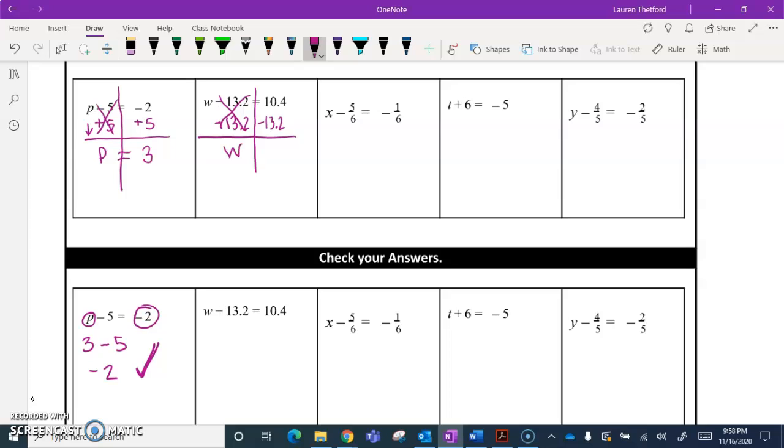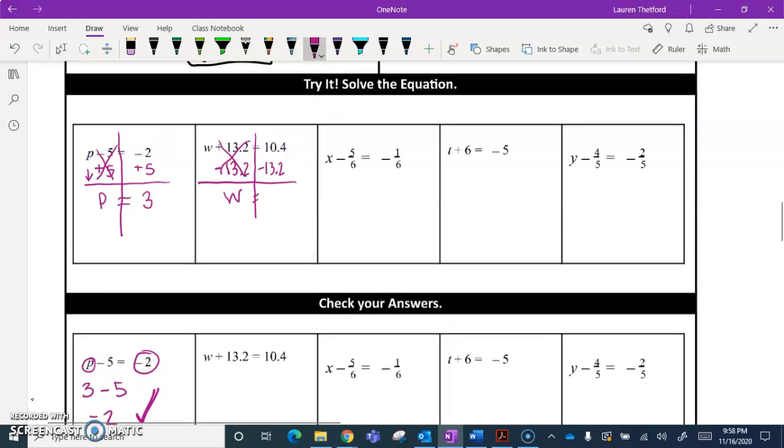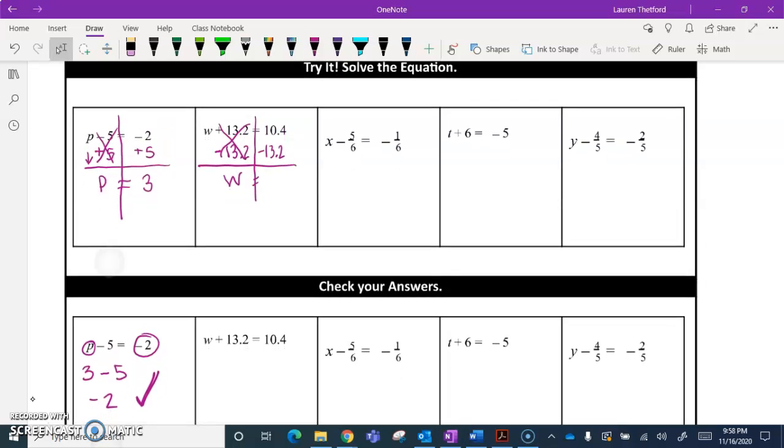So I have W equals, and then 10.4 minus 13.2, we subtract those two. So 13.2 minus 10.4 gives me 2.8. And it's going to be negative because my bigger number was negative.